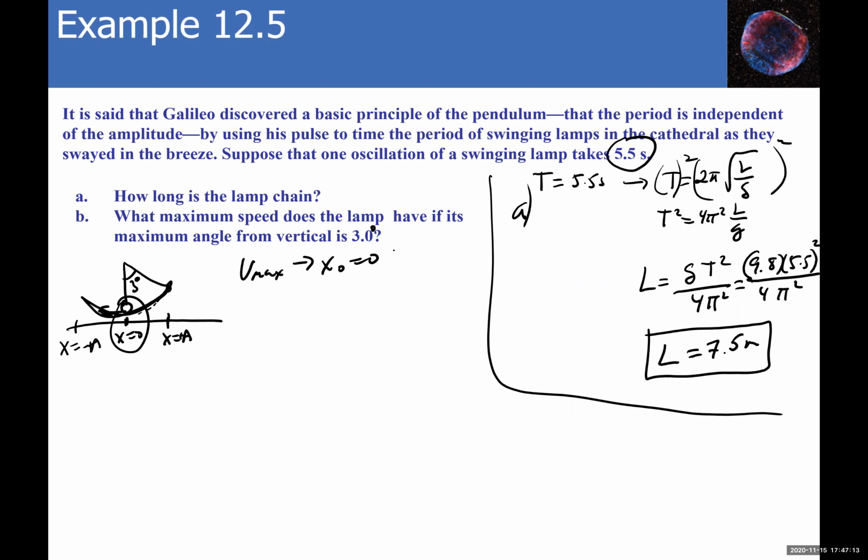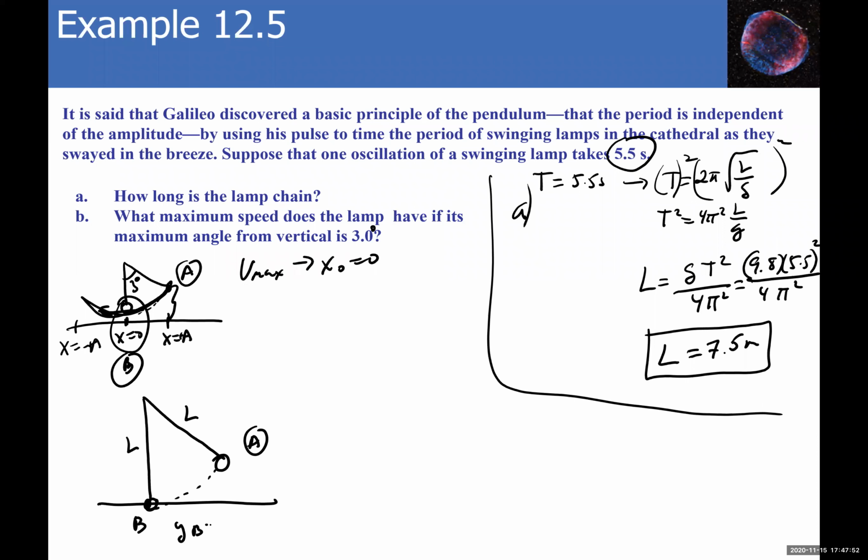We can solve this by using the energy approach, because remember, what makes it go back and forth? Gravity. And what type of force is gravity? A conservative force, which means I can just look at it in terms of going from point A, which has some height above, to point B, which is my equilibrium. So this is my point A, this is length L and this is length L. I'm going to take B to be my equilibrium position, y_B equals 0. Then I have y_A.